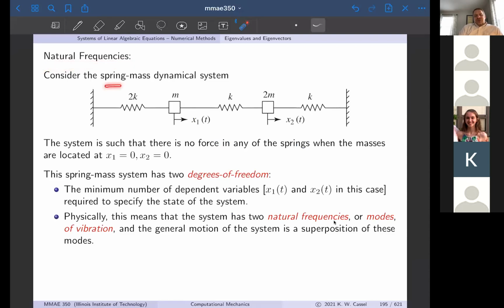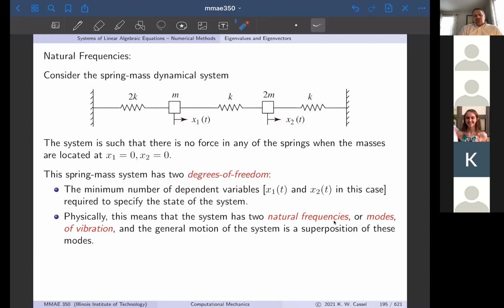So let's look at a simple spring mass dynamical system. Again, this is something that you might see in MMAE 305, for example, or even a physics class. This is an easy dynamical system. We have two masses, a mass m and a mass 2m. They are connected by three springs. One has spring constant 2k, the other two have spring constant k. The position of the left mass is given by x1. The position of the right mass is given by x2.